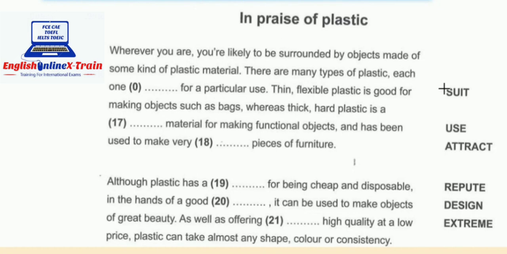So let's read it together one more time and let's complete this time. It says, wherever you are, you're likely to be surrounded by objects made of some kind of plastic material. There are many types of plastic, each one suitable for a particular use. But what word can be precisely or appropriate for a particular use using this? Well, the word suitable.